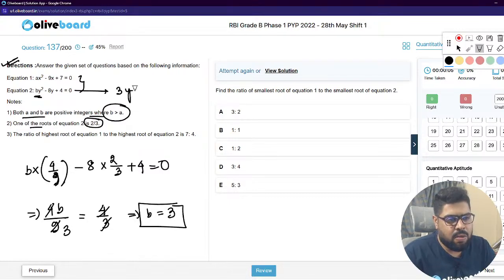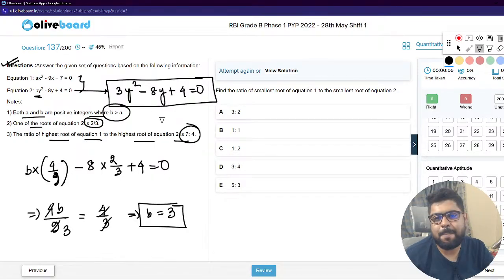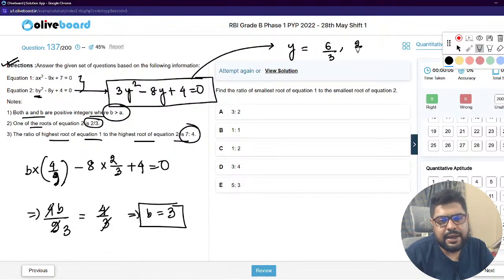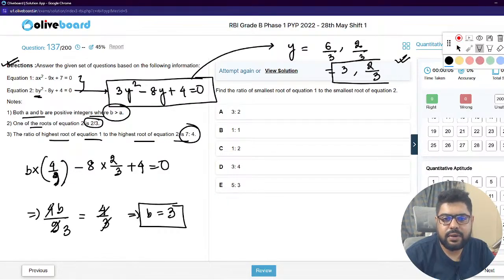It is 3y square, excuse me, minus 8y plus 4. Correct? Now, the ratio of the highest root of equation 1 to this is 7:4. Achha. Let's figure out both the roots of this. How? 4 times 6... 3 times 6 and 2 will give you 8. So, y value will be 6 and 2 divided by 3, divided by 3. So, 3 and 2 by 3. Did I not do it wrong? No, sir.